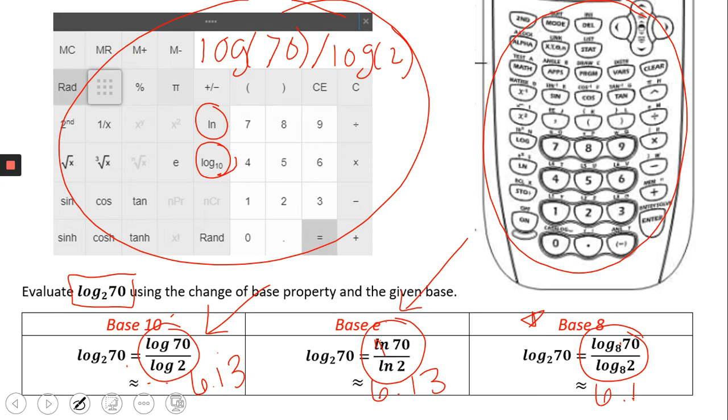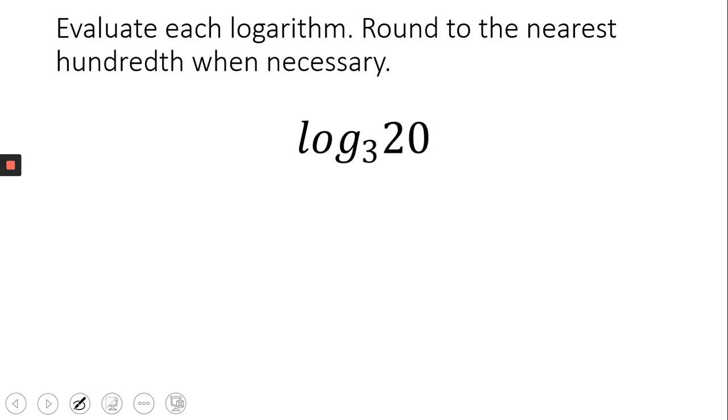But guess what your answer will be if you use log base 8? It'll be 6.13 about. So what if I used log base 50? Guess what? It'd be 6.13. What if I used log base 7? It'd be 6.13. You're going to get the same answer no matter what the base is if you use this change of base properly. So let's do some examples.